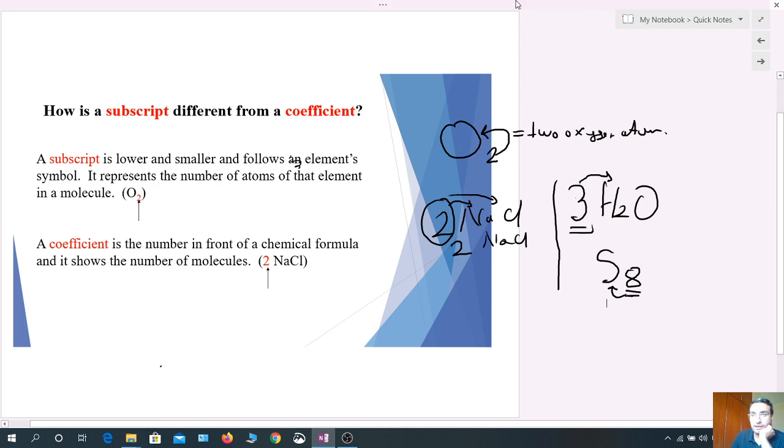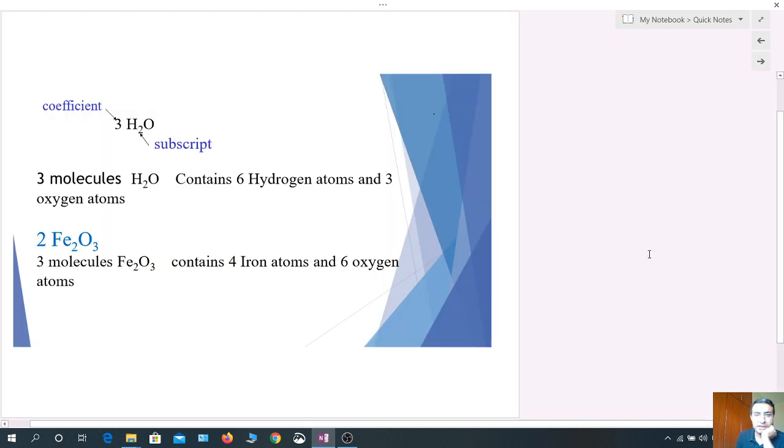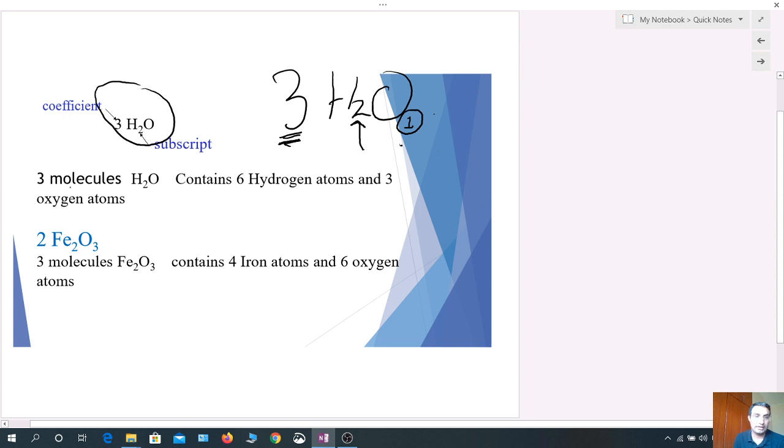Let's go to the next page. There are more examples. Here is the same example, 3 molecules of H2O. This 3 is the coefficient of the water molecule and this 2 is the subscript of hydrogen. How about oxygen? It is 1, and of course 1 is not written. So what does it mean? This 3 shows there are 3 molecules of water. It contains 6 hydrogen atoms and 3 oxygen atoms. 3H2O means 3 multiplied by 2, there are 6 hydrogen atoms, and 3 multiplied by 1, there are 3 oxygen atoms.